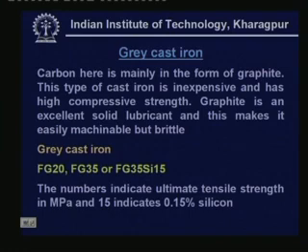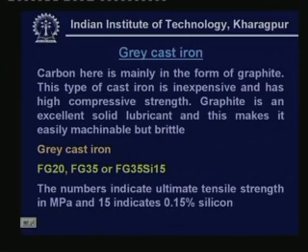So 35 megapascal is the ultimate strength of this typical variety of grey cast iron, and 15 indicates, as you can understand, that 0.515% of silicon is present in this grey cast iron. This is just to give you an idea of how grey cast irons are designated.